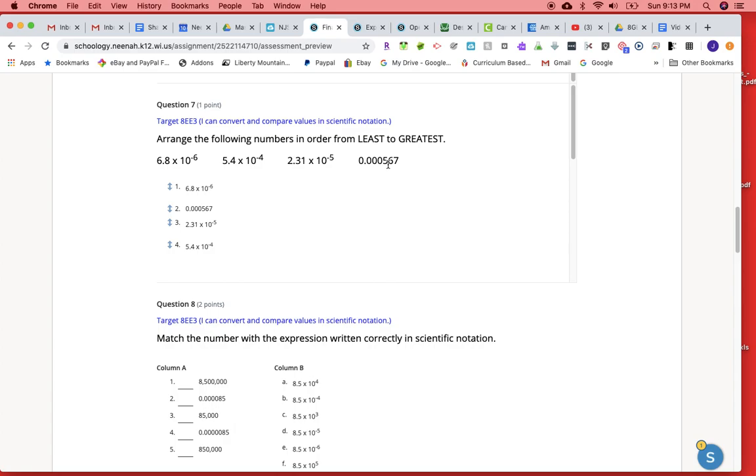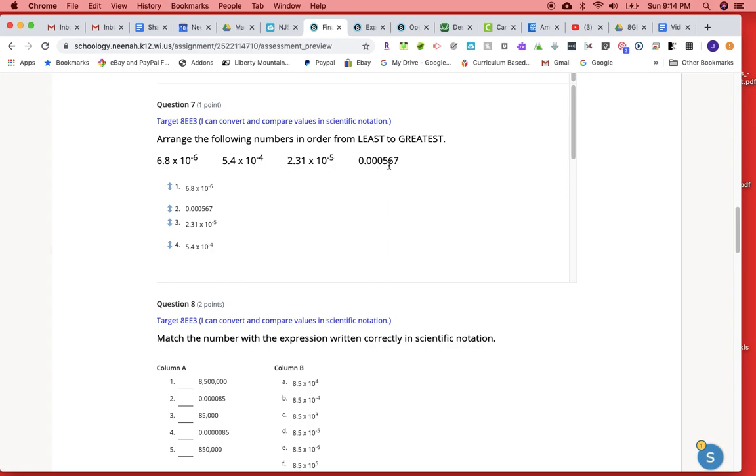So now we're going to look at our smallest number. In this case, this is going to be the negative fourth. Our smallest exponent is going to be our biggest negative, because they're all negative exponents. It's going to be 6.8 times 10 to the negative 6 would be our smallest. Then we have this one, 10 to the negative fourth.